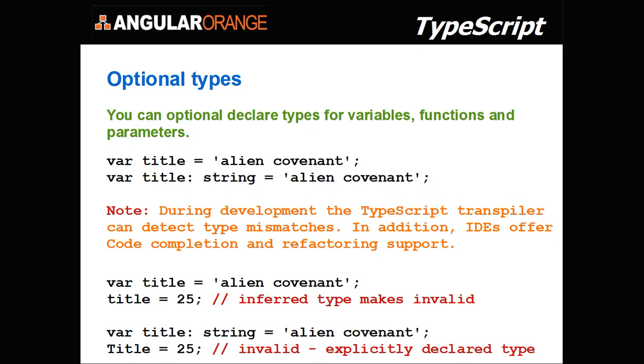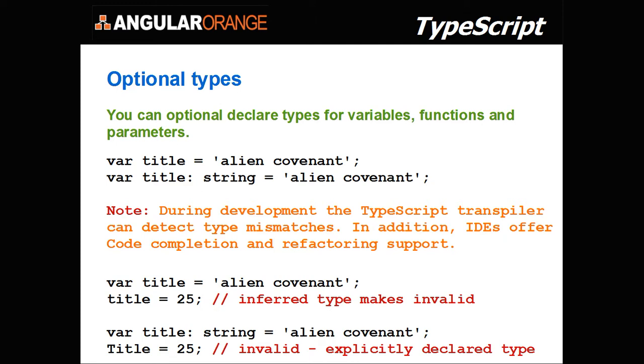Okay, so let's get into TypeScript. There are things called optional types. You can optionally declare types for variables, functions, and parameters. For example, suppose you had var title equals Alien Covenant. Basically in TypeScript, you would say var title, declare it to be a string, and set it equal to Alien Covenant. Now, during development, the TypeScript transpiler can detect type mismatches.